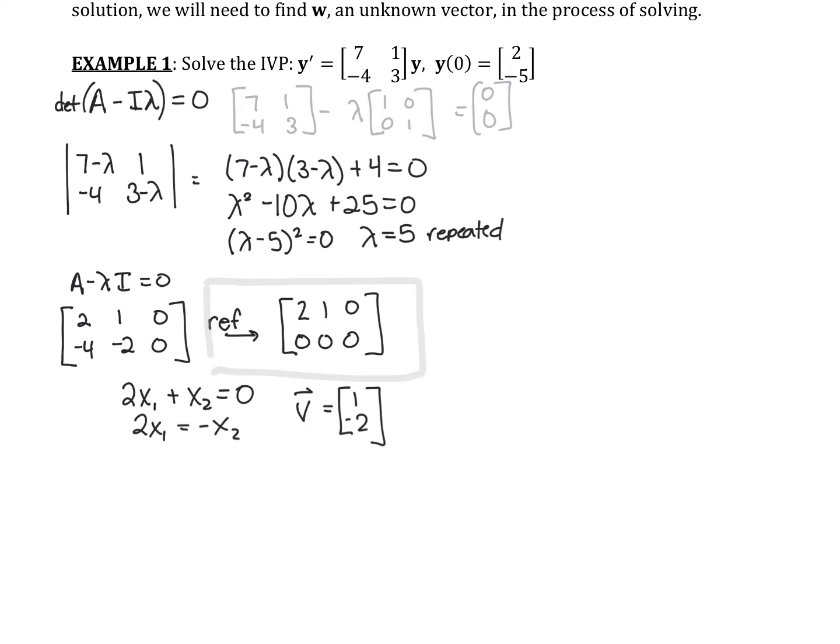The problem is we need a second linearly independent vector. But if I go through this exact same process with the second eigenvalue, which is also 5, will I come up with anything different? No. So here's where the process needs to be a little bit different.